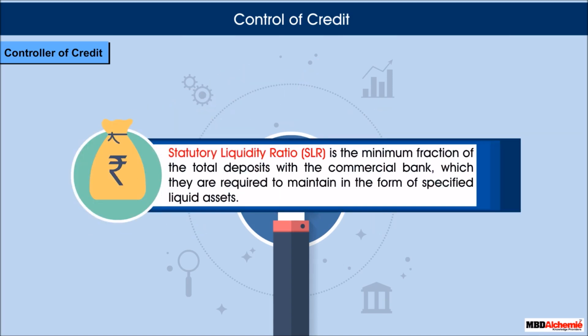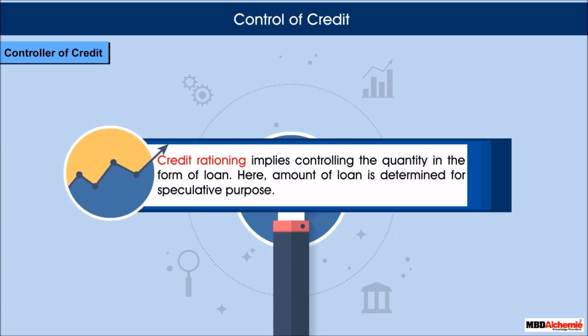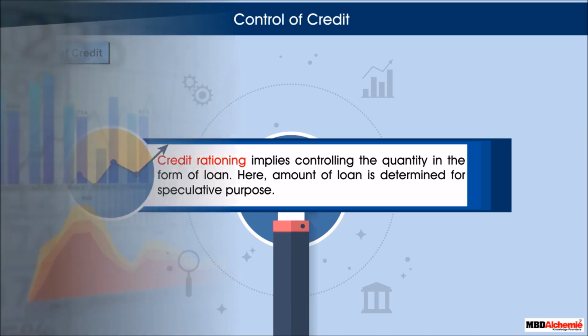Statutory liquidity ratio is the minimum fraction of the total deposits with the commercial bank, which they are required to maintain in the form of specified liquid assets. Margin requirement of loan is the minimum security price charged by the commercial bank for granting loans. Credit rationing implies controlling the quantity in the form of loan. Here, amount of loan is determined for speculative purpose.